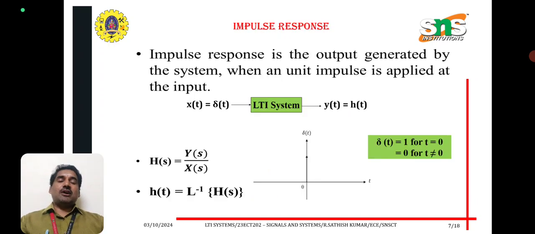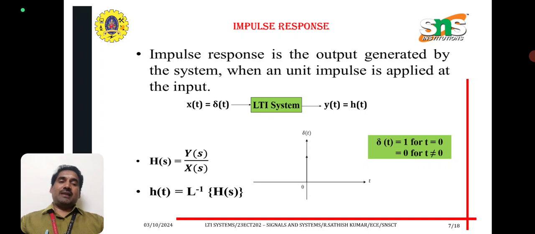Impulse response is the output generated by the system when the unit impulse is applied to the input. When del of t is applied to the input of an LTI system, it produces the output h of t. Therefore, h of s is equal to y of s divided by x of s. Therefore, while taking the Laplace inverse of h of s, we get h of t as the impulse response.